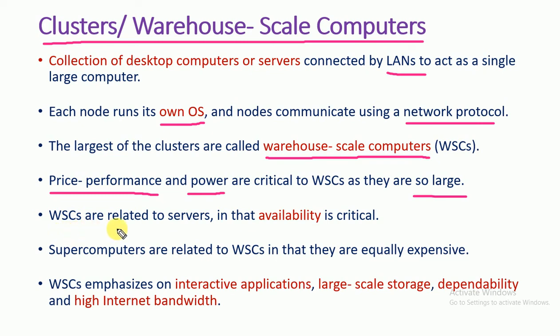So WSCs are related to servers in that availability is critical. It can also act as a large server, with many desktop computers and servers connected, which can be similar to a server. As with a server, it also requires the availability property, which is critical. Now supercomputers are related to WSCs in that they are equally expensive. Supercomputers are similar to warehouse scale computers, where more processors are connected together, which is more expensive.